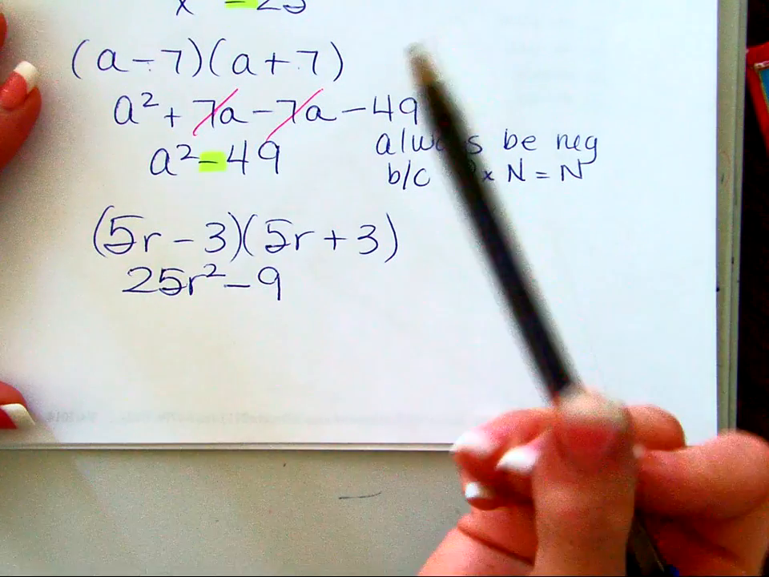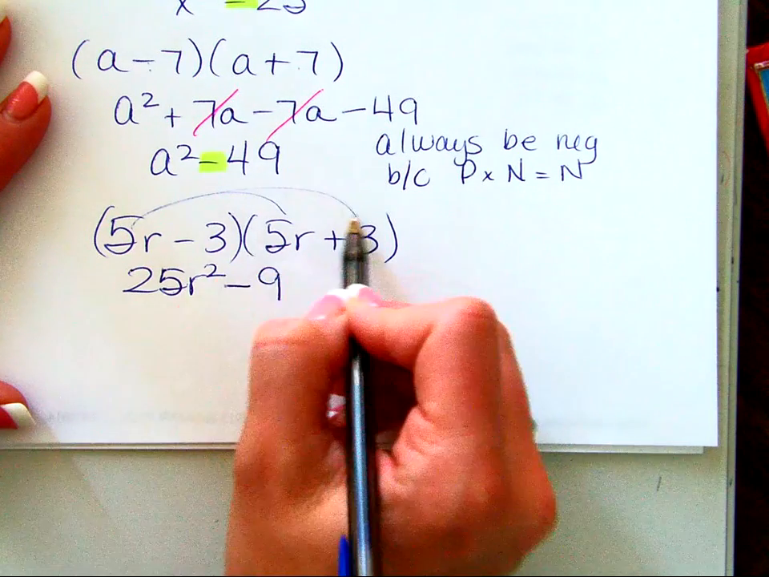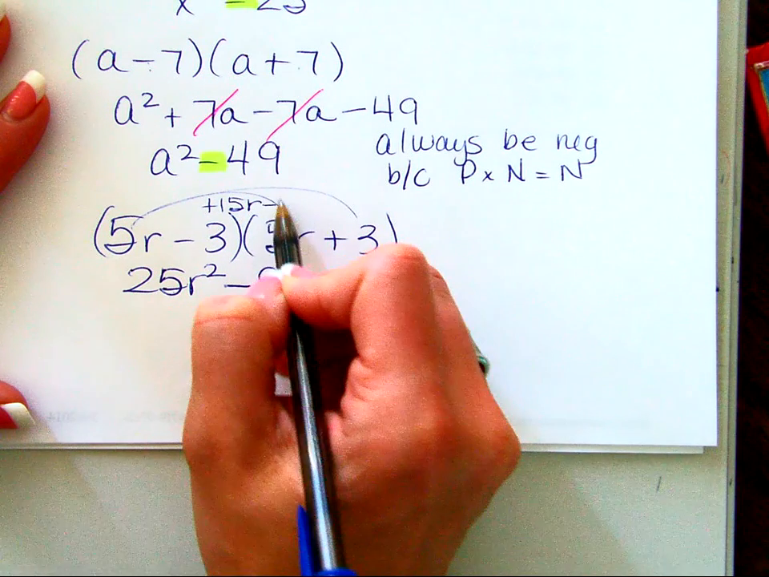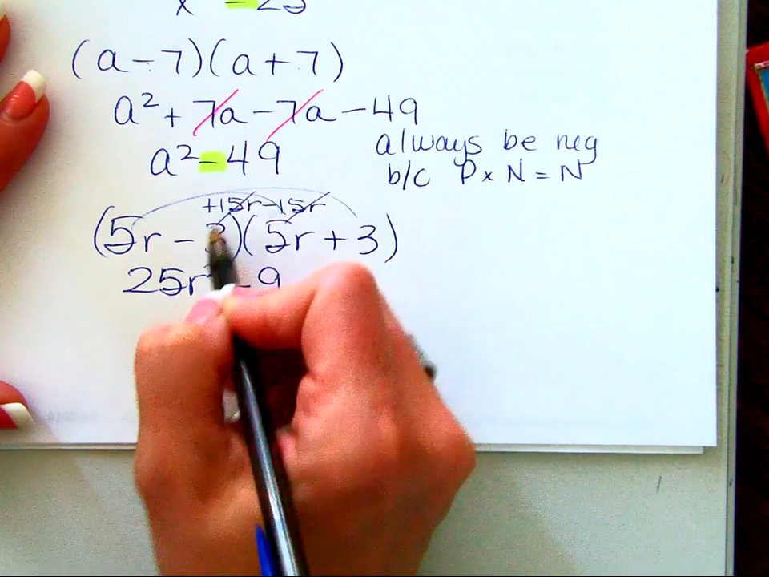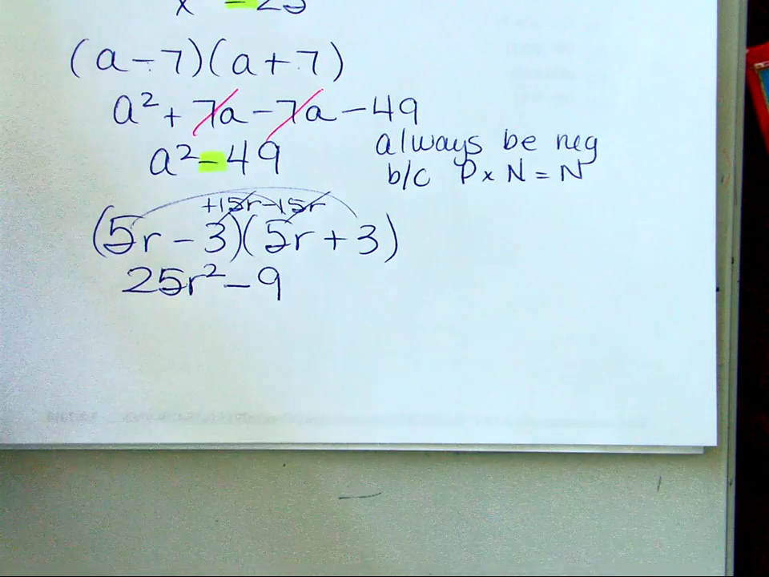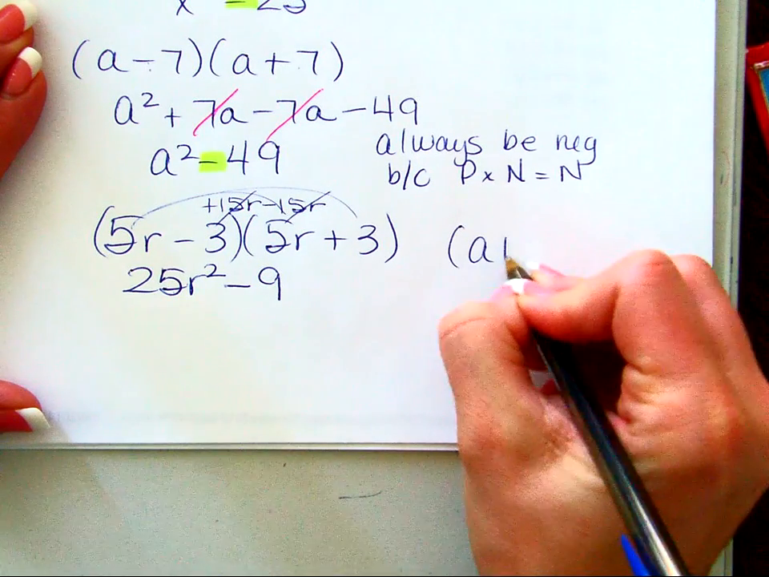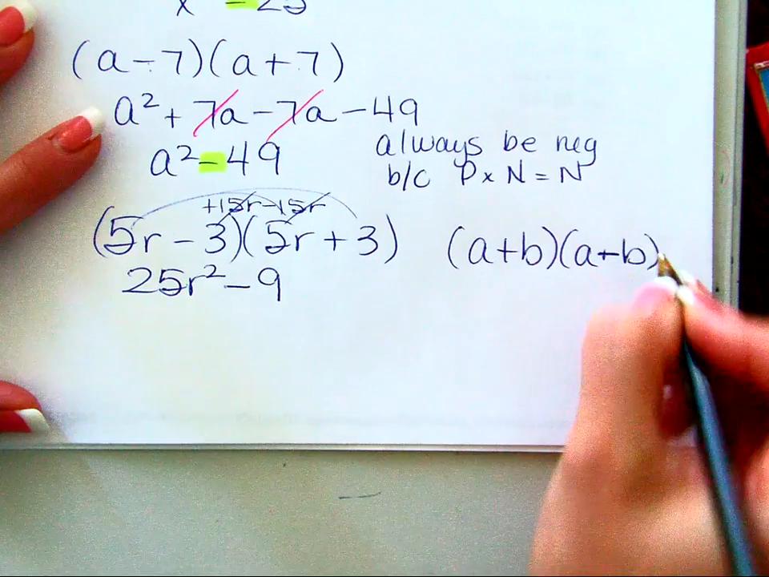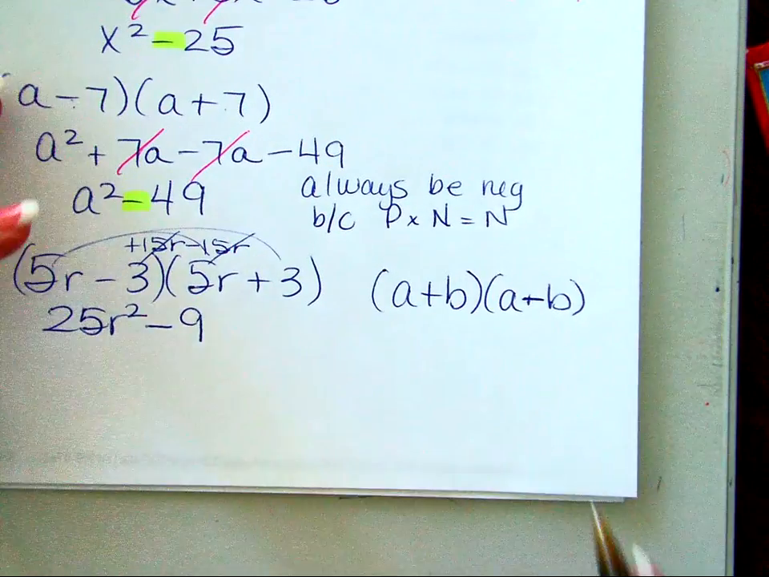Which one did we skip? If I were to FOIL this out, I would have a positive 15r and then a negative 15r, and those would give me 0. So that's what we skipped. So let me give you a little thing over here. If I have a plus b times a minus b, that's minus.